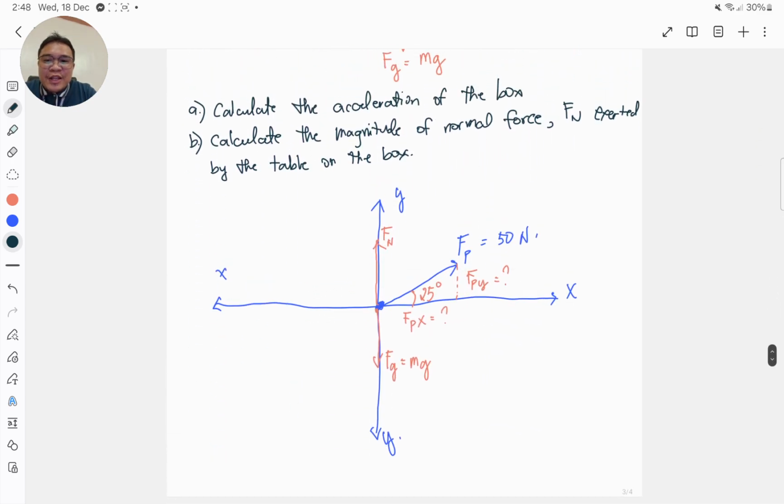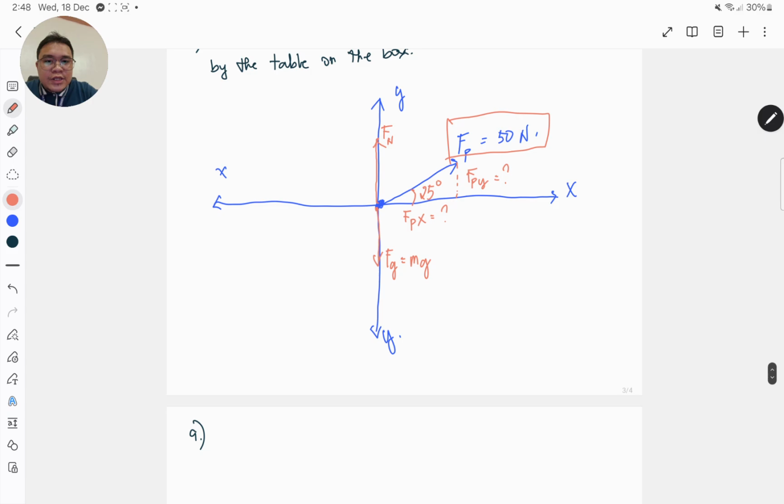So let's first calculate the acceleration of the box. To analyze it, we need to understand the problem first. We know that the box is being pulled to the right at a certain angle, so the box's acceleration will be going to the right. Therefore, we will need the component of the force in the x direction, using our force of around 50 newtons. So let's first calculate the force in the x dimension due to the person.